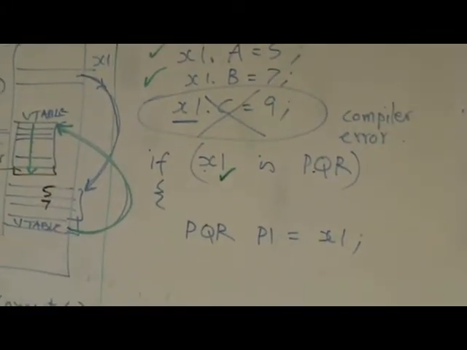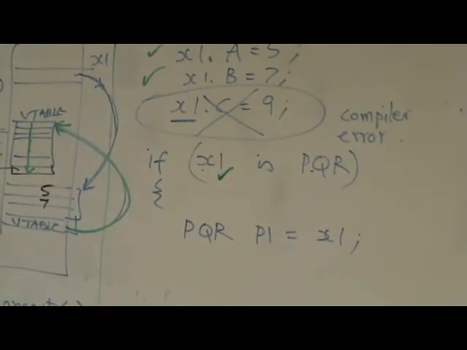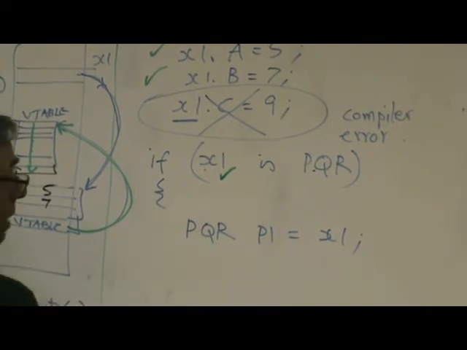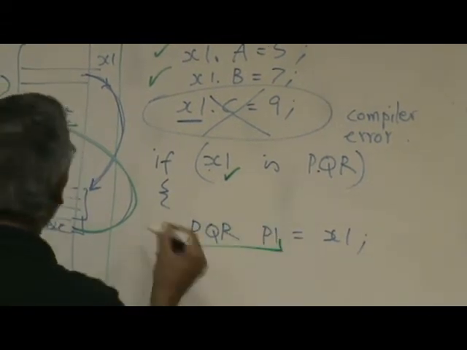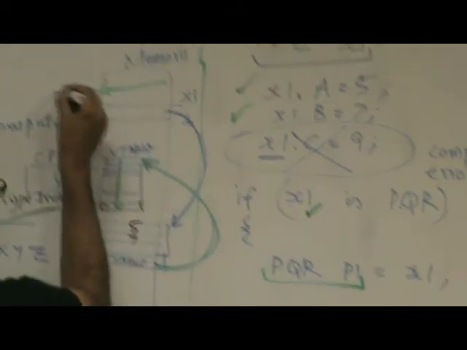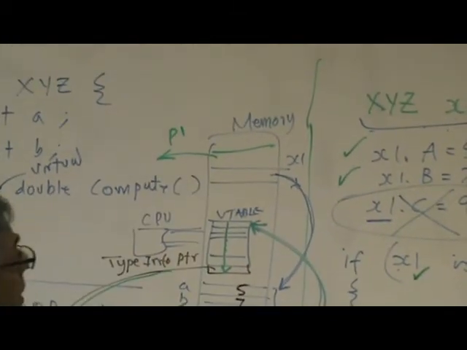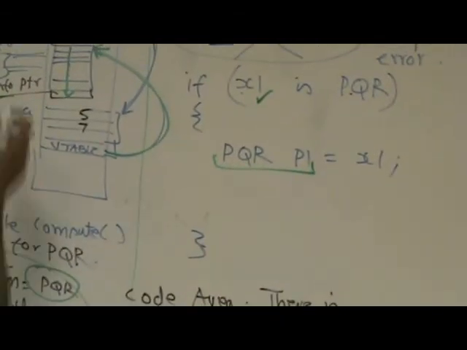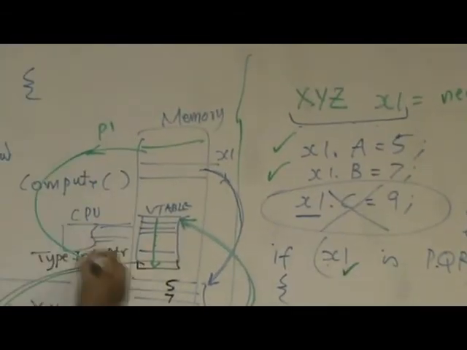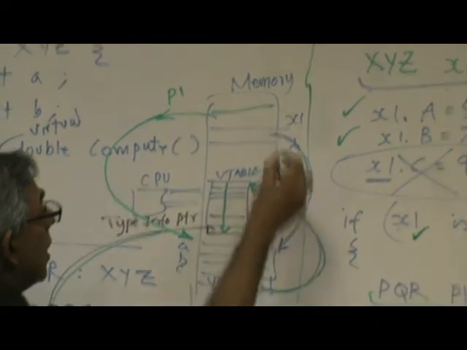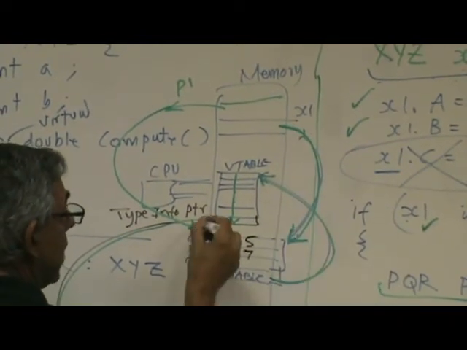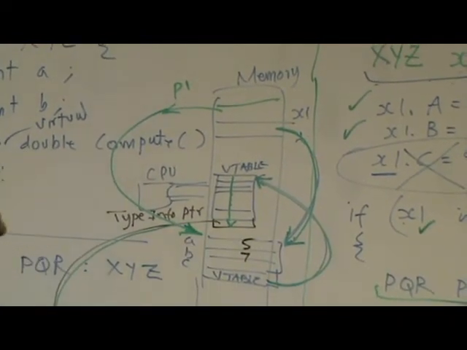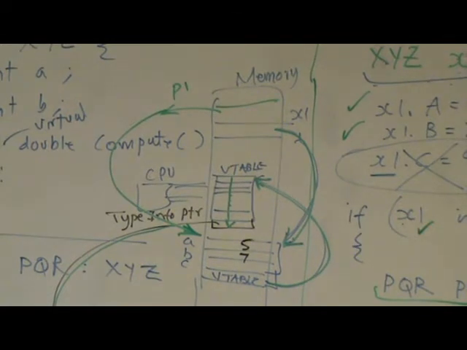Okay? So now let's go to the next statement. Now we are saying let's create a reference P1 of PQR. So what will the computer do? Create a reference P1 and make it point to same place X1 is pointing to. So P1 will also point to same place X1 is pointing to, right? Okay, however, there's a tiny problem.